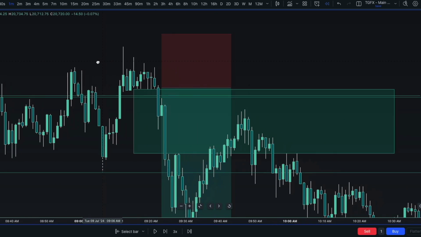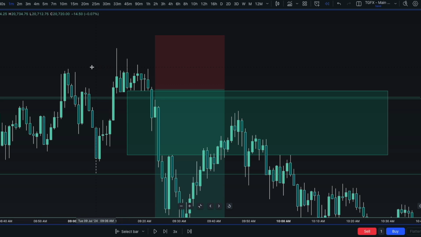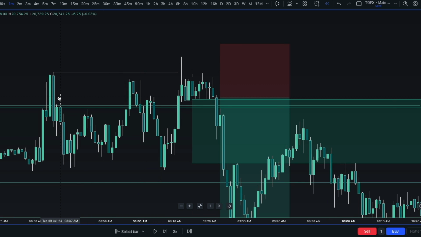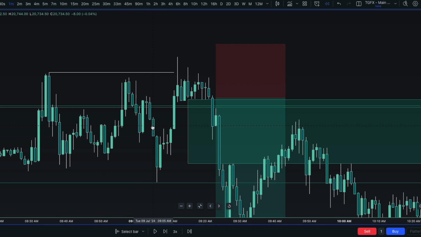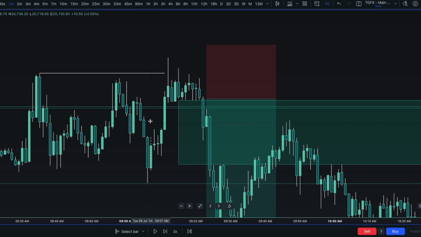Now, the second entry actually came from the raid of my first entry stop loss. So this is why it's very, very important to place your stop loss in the correct place. Let's say I place my stop loss too tight, like for an example, in the internal structure here. When I got stopped out, I could have seen this short-term level being ran and a sell-side imbalance being opened as a potential entry point.